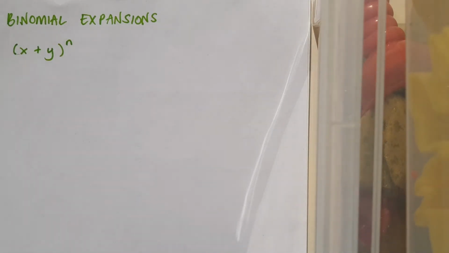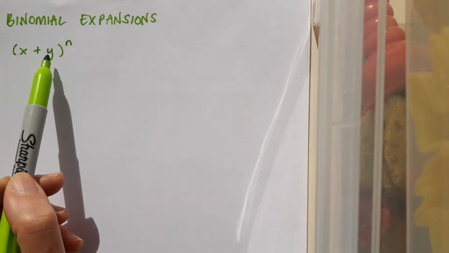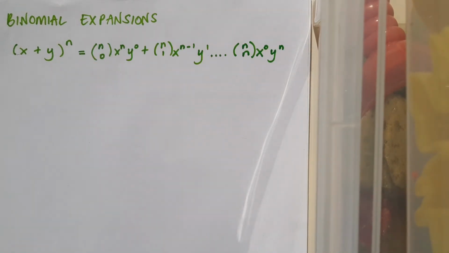This video is about binomial expansions. Binomial expansions are when we take a bracket with two terms in it and apply a power. The rule for binomial expansions looks like this.